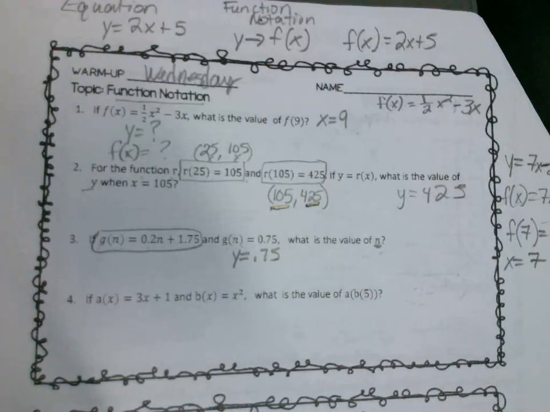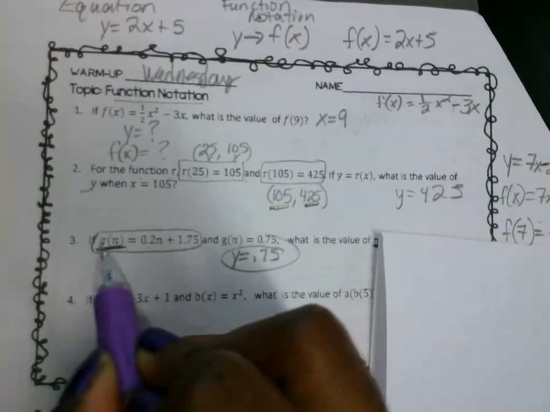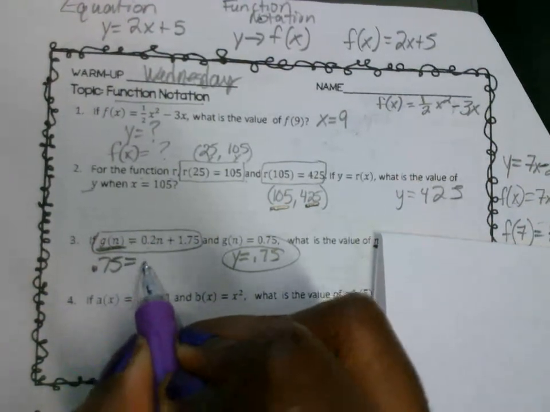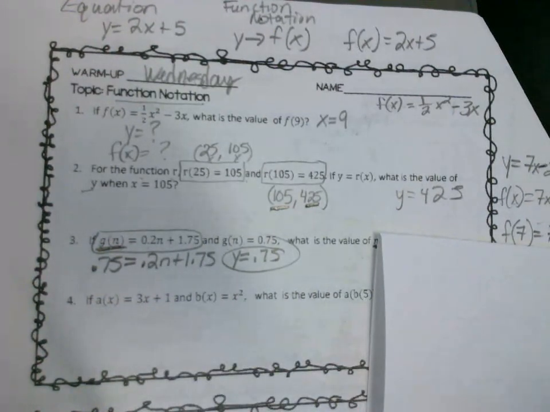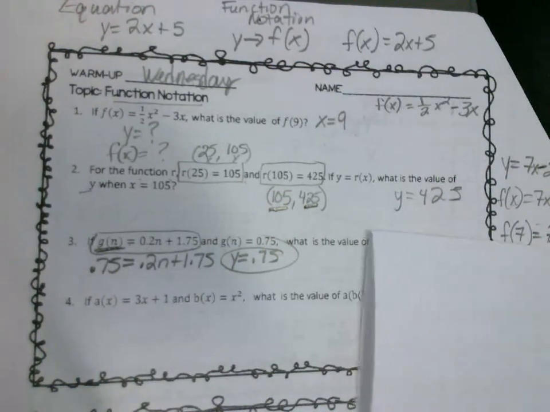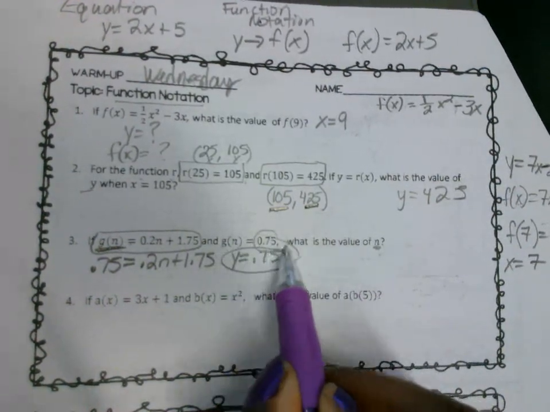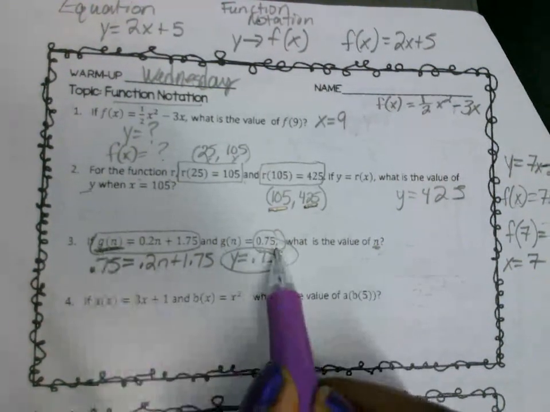Okay, I'm going to write this out. We're going to plug in that 0.75 in the place of y, or g of n. So it looks like this. 0.75 is equal to 0.2n plus 1.75. That's the equation that we're trying to solve. Any questions about how I got this equation right here? Do you see where g of n is equal to 0.75? Replace it with 0.75.